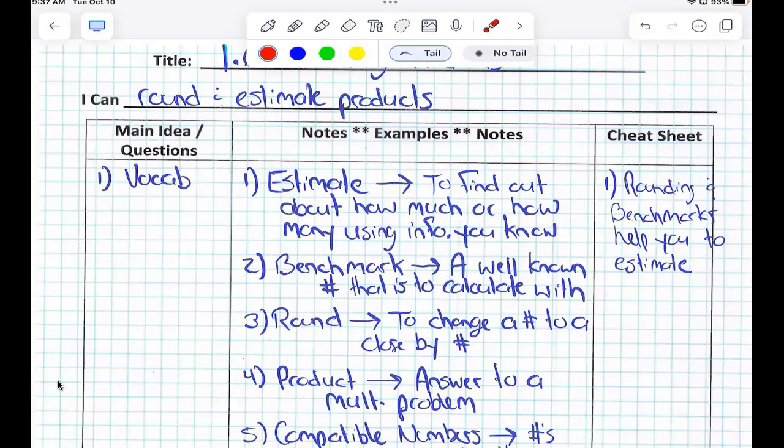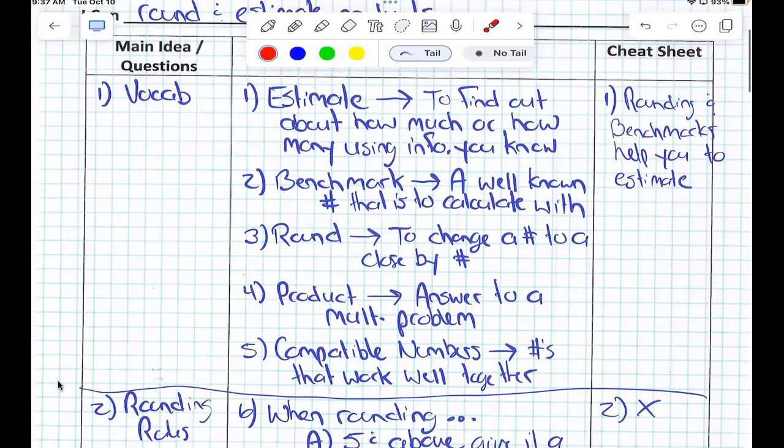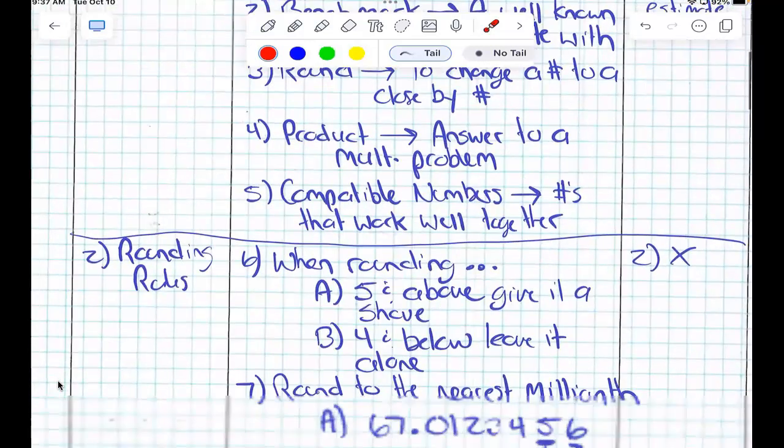All right, benchmark. A benchmark is a well-known number that is easy to calculate with. I don't think I put the word easy in there, but easy to calculate with. Compatible numbers are numbers that do what? They work well together. They go well together.